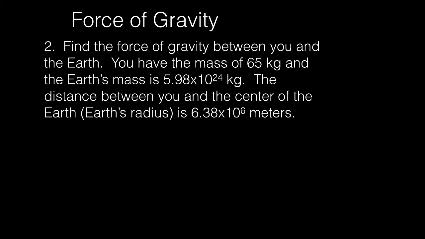Okay, here on the second problem, it says find the force of gravity between you and the Earth. You have the mass of 65 kgs, and the Earth's mass is 5.98 times 10 to the 24th kgs. The distance between you and the Earth, and we have to measure to the center of the Earth, which is also the Earth's radius, is 6.38 times 10 to the 6th meters. And that brings another important point. We always measure the distance between two objects between their center of mass. And so we have to measure from the center of the Earth, the Earth's core, to the outside where you're standing. That would be the Earth's radius.